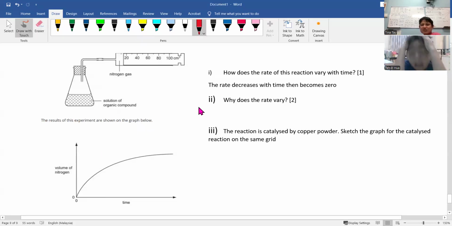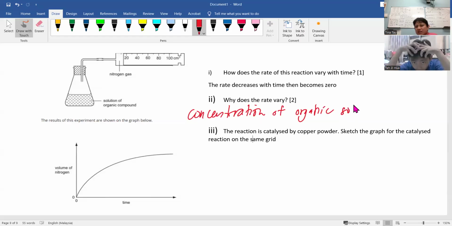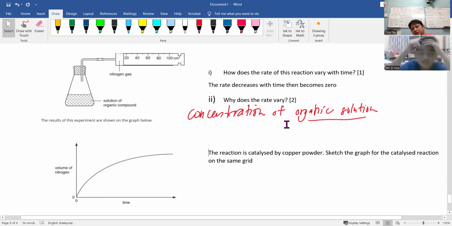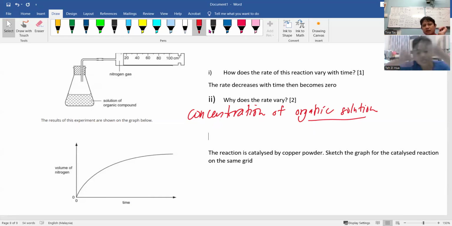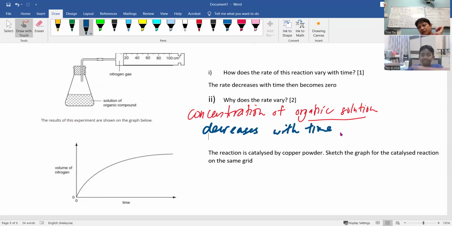Get it? So this is always concentration. I was thinking pressure because less particles in a certain area. That is concentration. Yes, it's always the concentration, and you must mention of what? Of organic solution. Decreases with time. Okay? Decreases with time. And then you start.